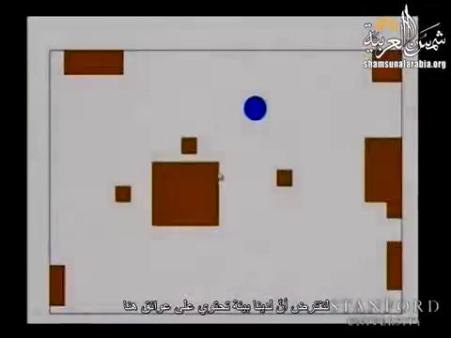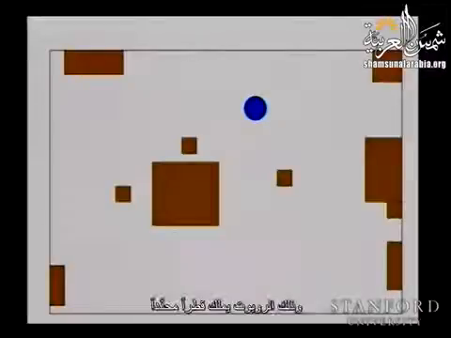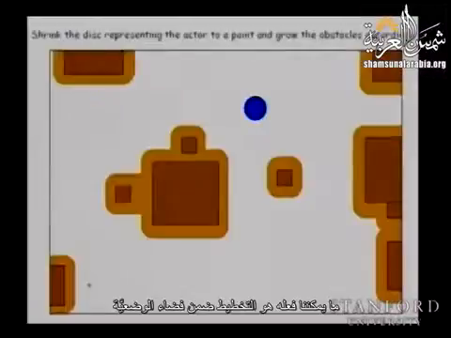Okay, so let's say we have an environment with obstacles here, and we have a small circular point robot that we want to move around this environment. That robot actually has a radius. It's not just a point, but it has substance. So what we can do is plan in configuration space.